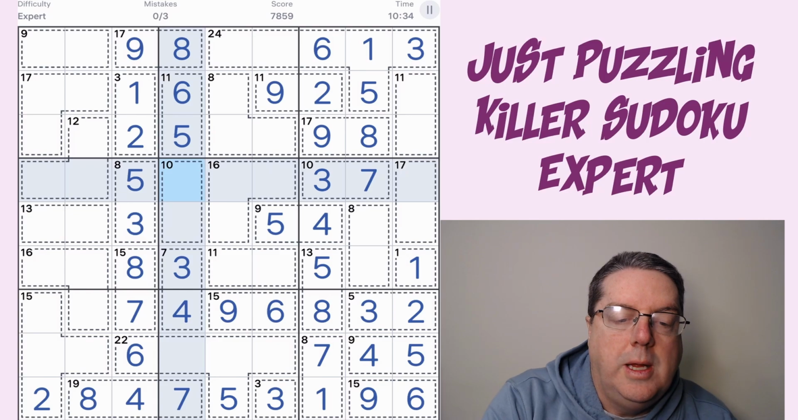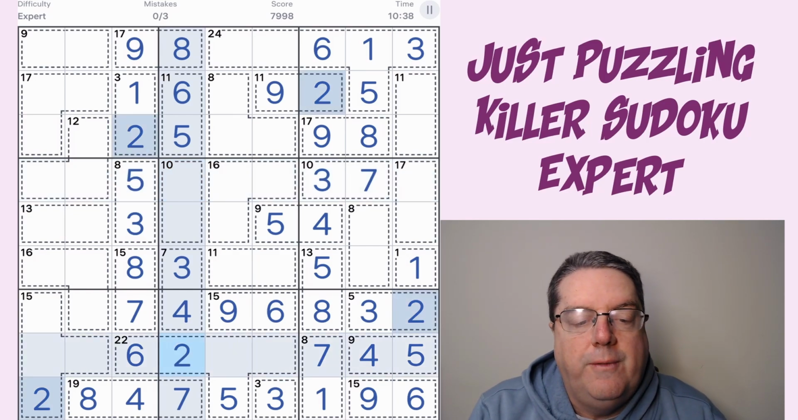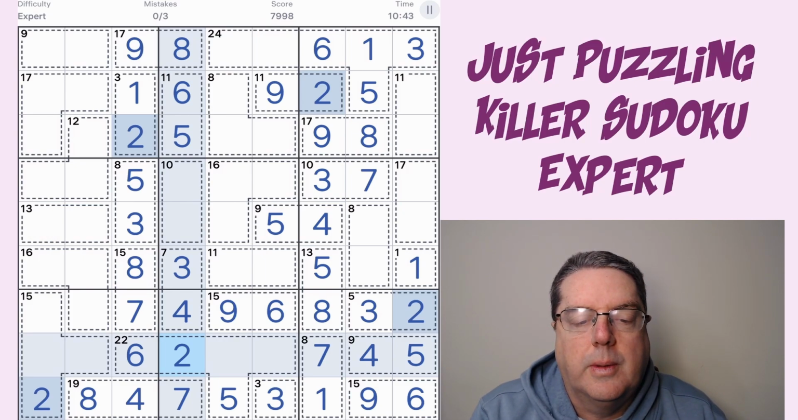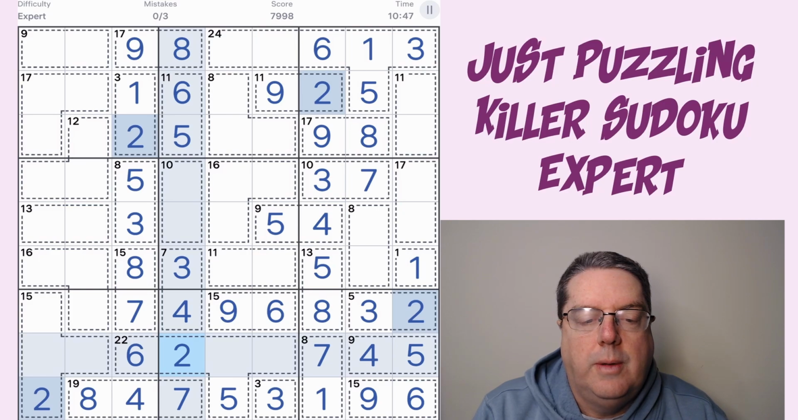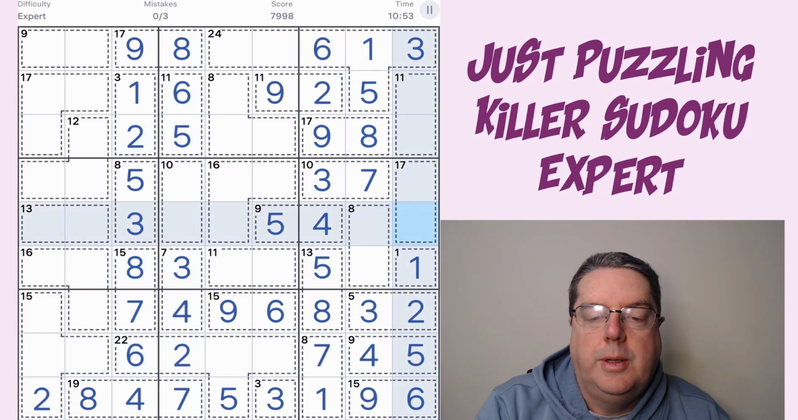1 and 9 are here. 1, 2, 3, 4, 5, 6, 7, 8, 9. So we know that 2 and 7's there. Still got 2 and 6 here, 8 and 9, but I don't know anything about that. 1, 2, 3, this is still 4 and 7.